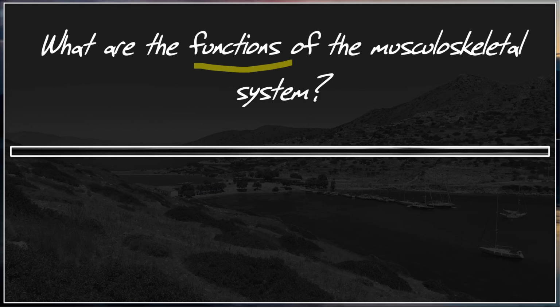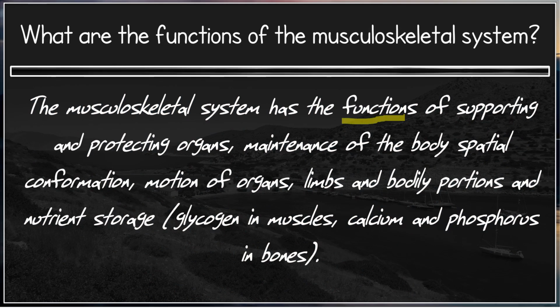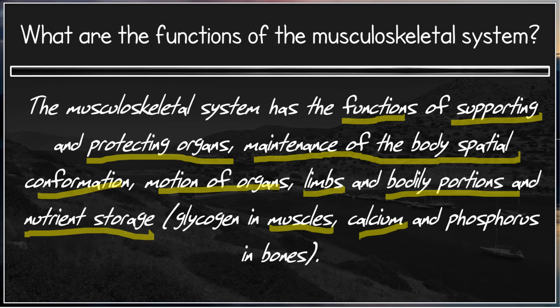What are the functions of the musculoskeletal system? The musculoskeletal system has functions of supporting and protecting organs, maintaining the body's spatial conformation, motion of organs, limbs, and bodily portions, and nutrient storage, that is glycogen in the muscles, calcium and phosphorus in the bones.